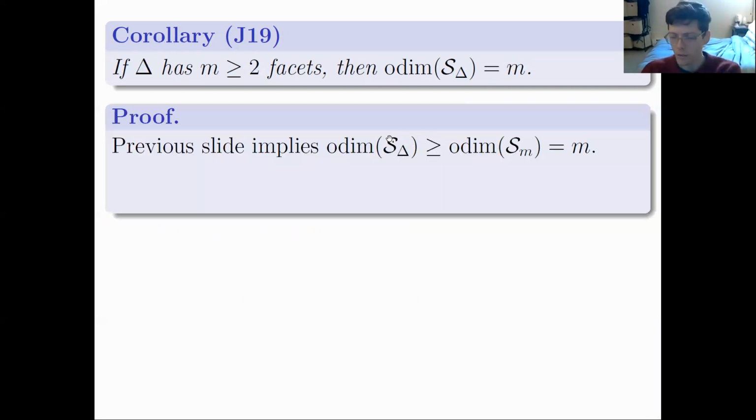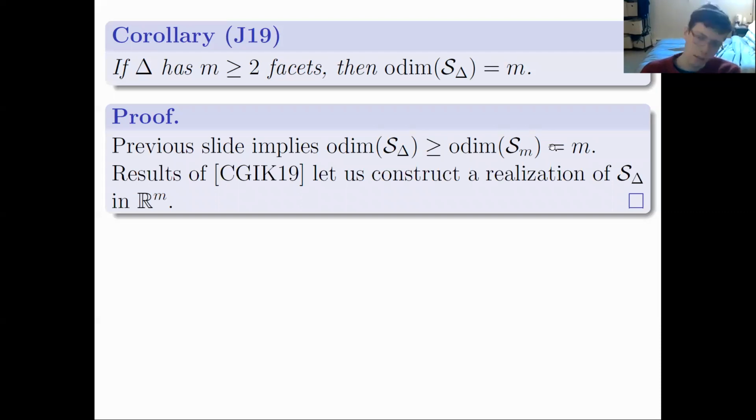So if I can use a realization of S delta to build one of SM, well, I know the open dimension of S delta has to be at least the open dimension of SM, which I mentioned before is equal to M. And to get the inequality in the other direction, there are some results in the literature that let me construct a realization of S delta in the appropriate dimension.